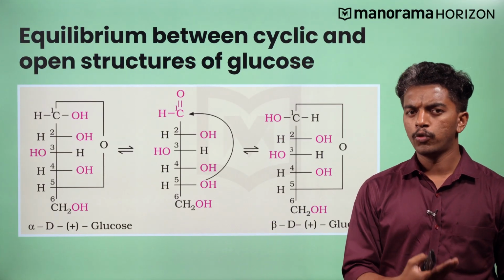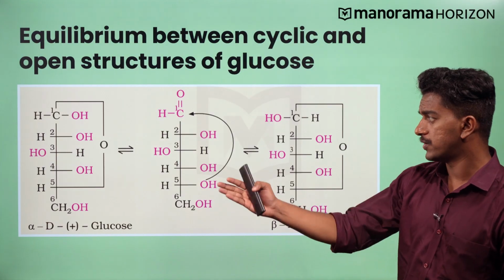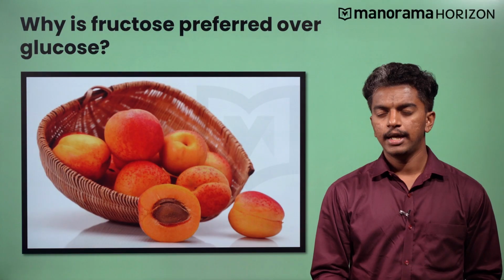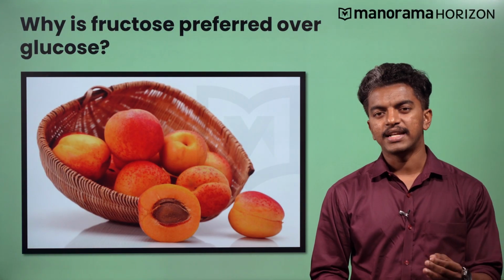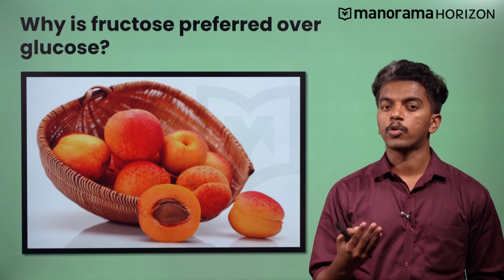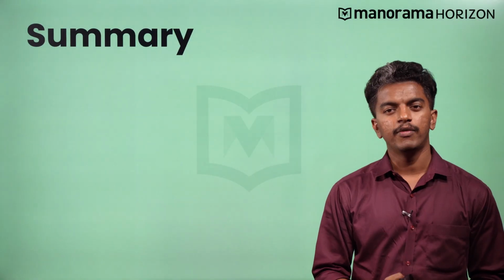These cyclic forms of glucose exist in equilibrium with the open chain structure of glucose, as you can see here. As we have completed the discussion on glucose, next I would like to introduce yet another important monosaccharide, that is fructose. We will learn the structure of fructose and many more carbohydrates in our next video. With this, we will summarize the video.